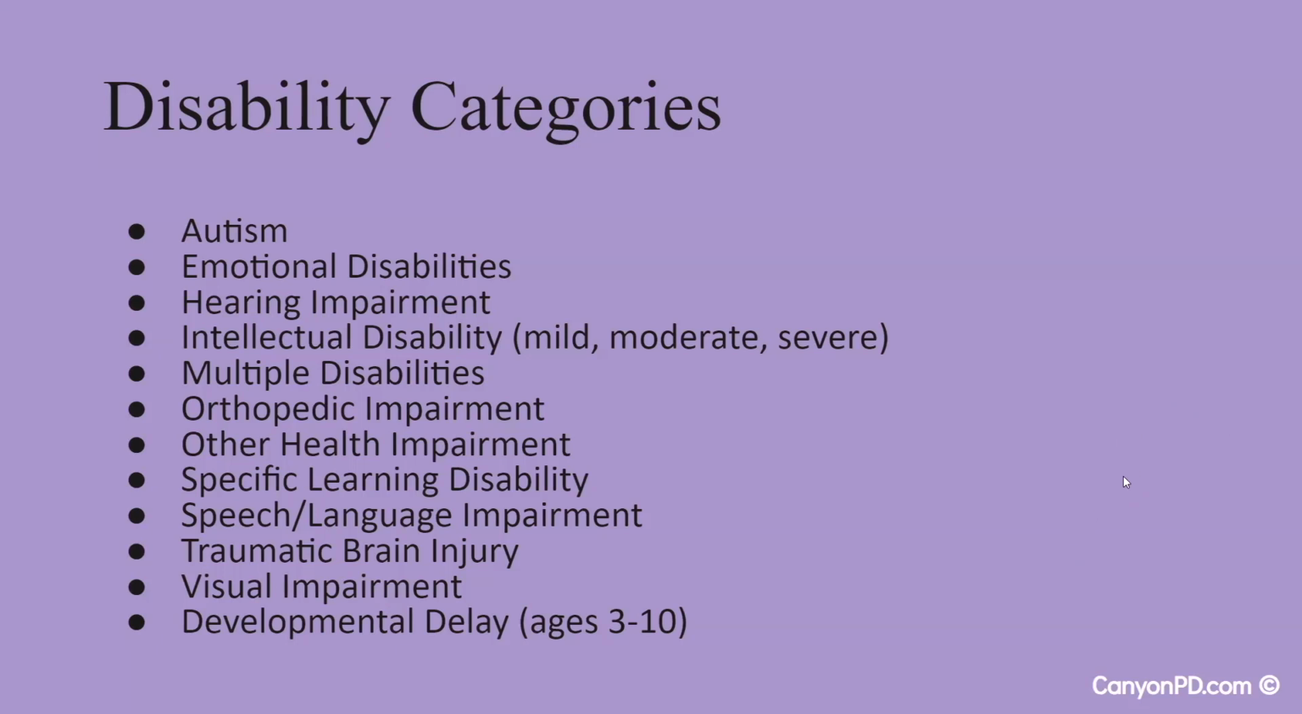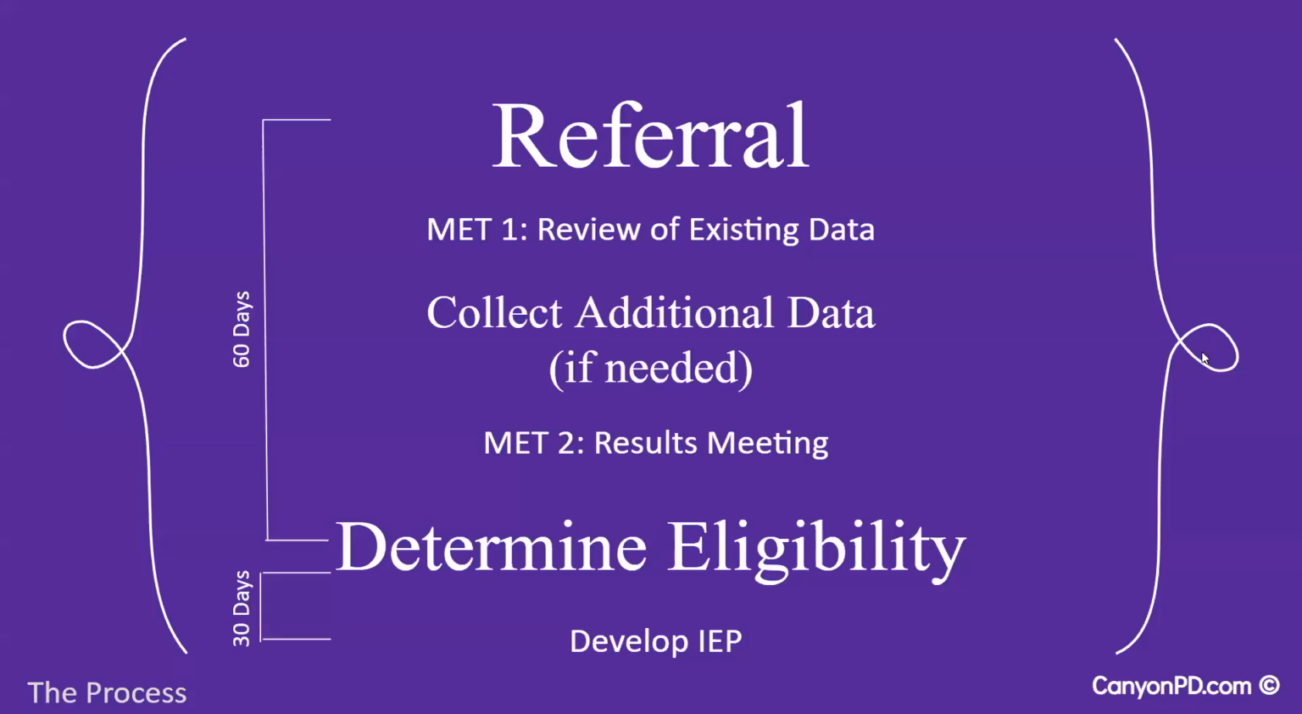So as we go through the special education process, we must review the student's data to determine if they qualify as having one of these disability categories. Let's review the special education process. So it starts with the referral. This can be made by the teacher that's working with the student. It can also be determined that a referral is submitted by the parents if they are noticing concerns as well.